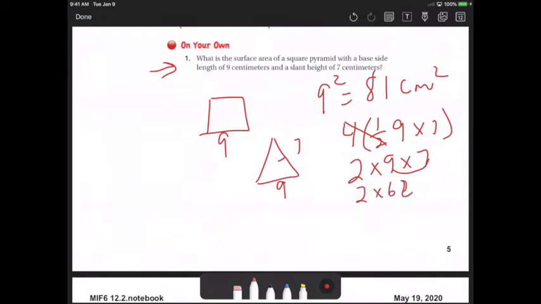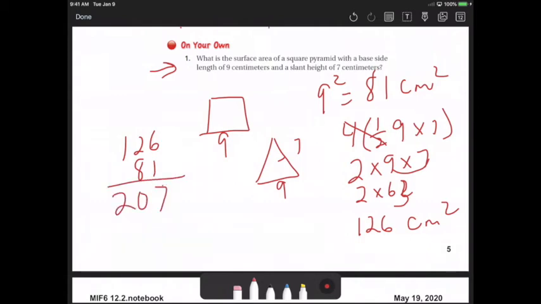Oops, that's a 3, not a 2. So 2 times 63 is going to be 126, and that is centimeters squared. So we add 126 for the triangles, 81 for the square, and I get 207 centimeters squared.